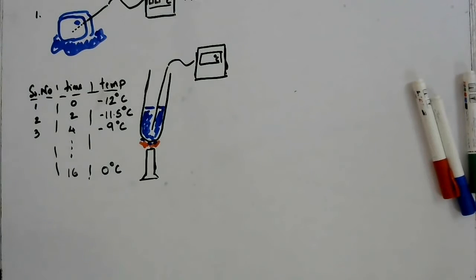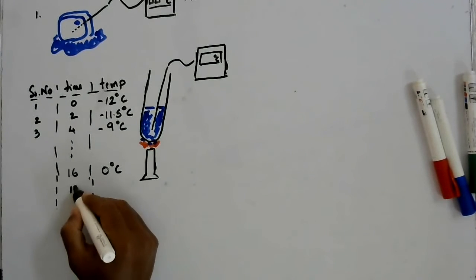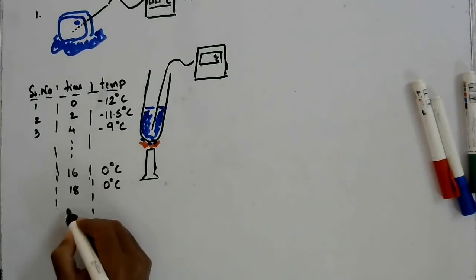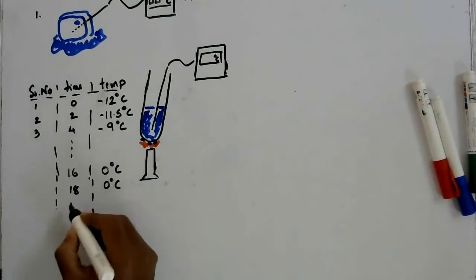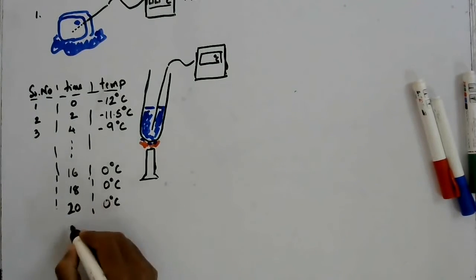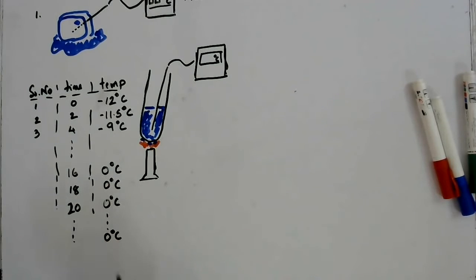And then you'll notice something very curious happening at this point. You'll find that at subsequent intervals of time, the temperature does not vary by much. So maybe it's 18, and then 20 minutes down the line it's 0 degrees Celsius, and you'll find that for a while this temperature remains 0 degrees Celsius.